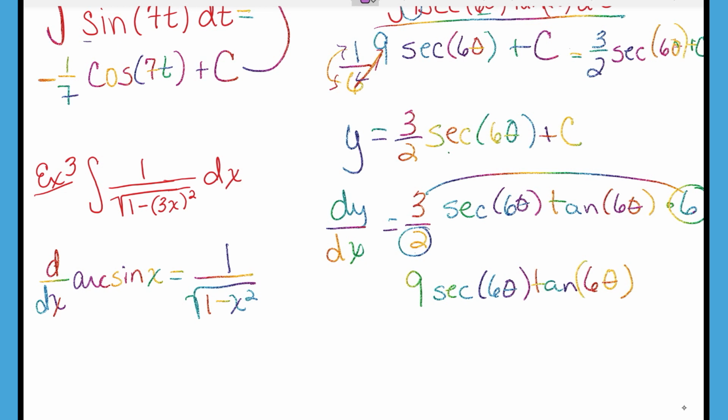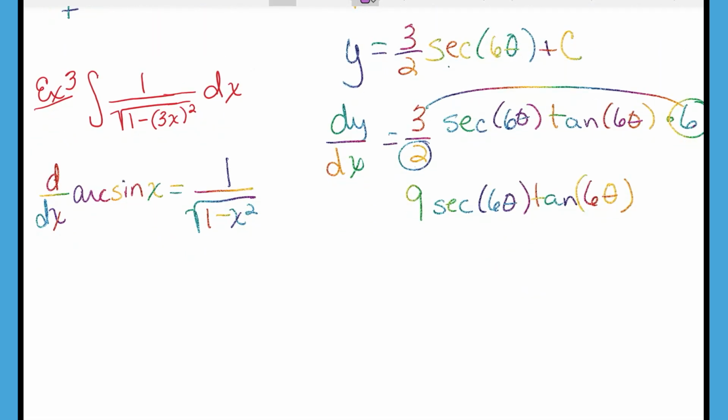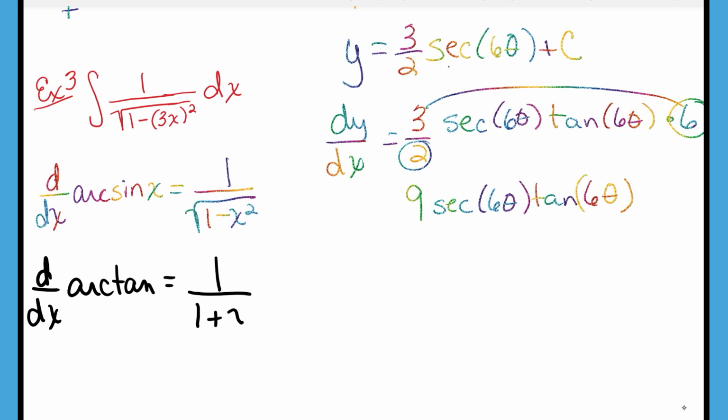So you need to be on the lookout that if you have things under the square root and that x is squared, you might be dealing with one of your patterns that's your arc functions. The other one is the derivative of arc tangent is 1 over 1 plus x squared.